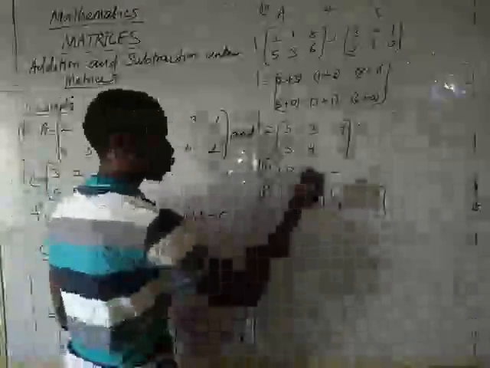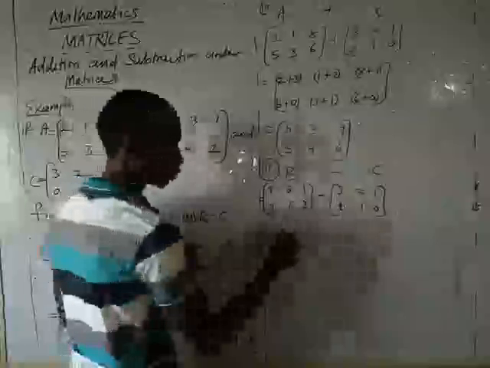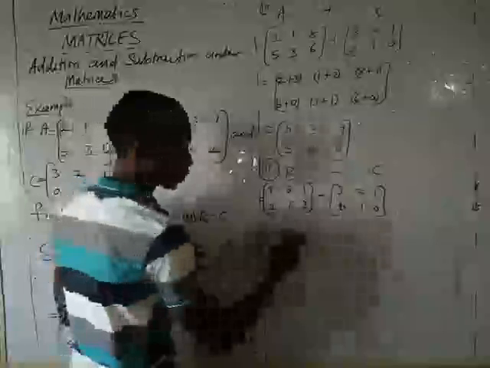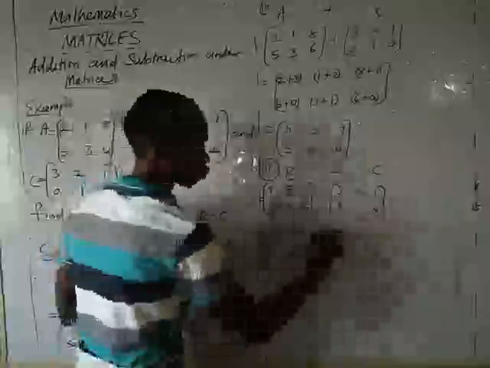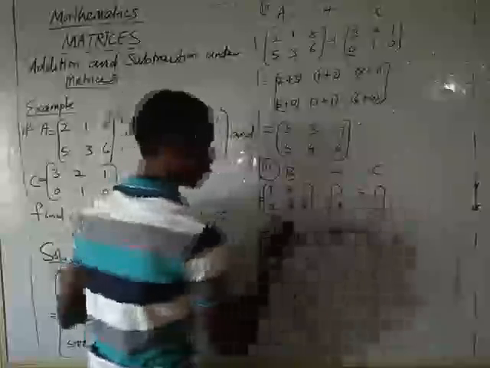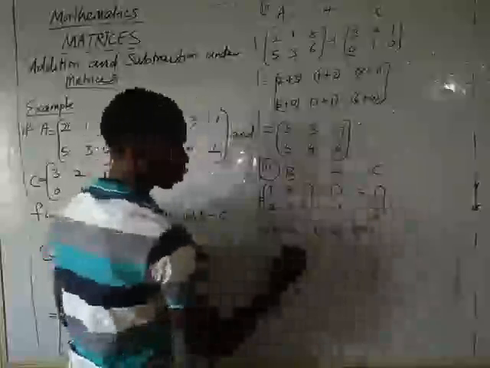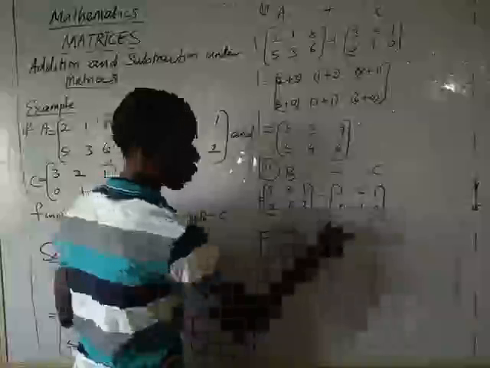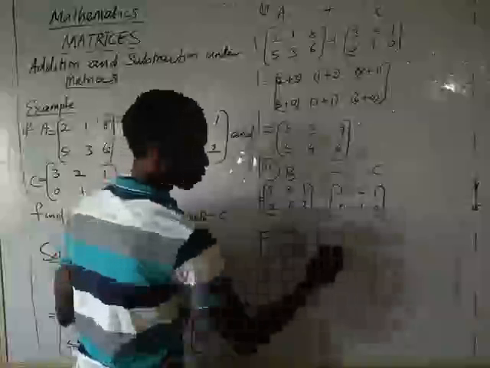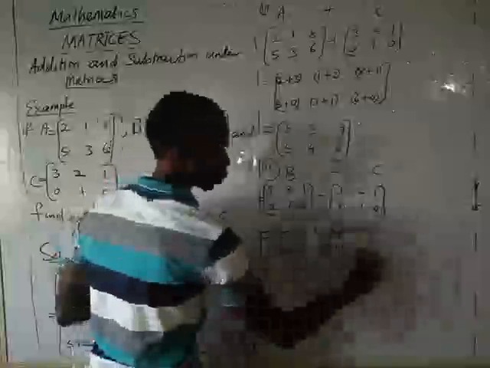The first element we map onto the corresponding element of the second matrix. That's 4 minus 3, then 3 and 2, 3 minus 2, then my 1 and 1, 1 minus 1, then 2 and 0 here, 2 minus 0, then 6 and 1 here, 6 minus 1, then my 2 and 0, 2 minus 0.